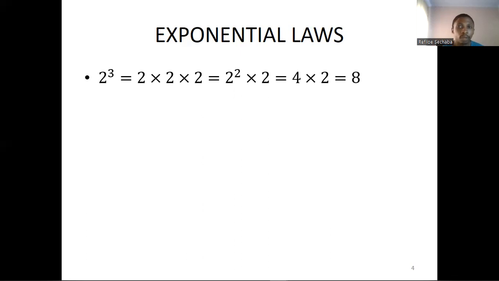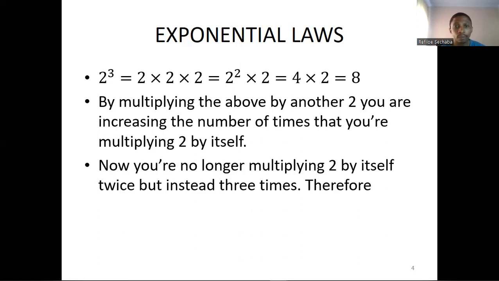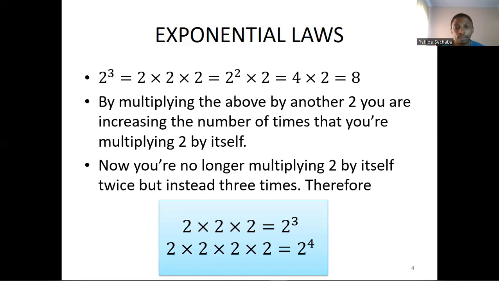Now, let's say we multiply the above by another 2. How many bases will we have multiplied? Note that you will be increasing the number of times that you're multiplying 2 by itself. So far, 2 has been multiplied by itself 3 times. So if you multiply that 8 by another 2, it means that you're going to be multiplying 2 by itself 4 times. Now, this is what we got here. That's why we have 2 times 2 times 2 times 2. It is 2 to the exponent of 4.